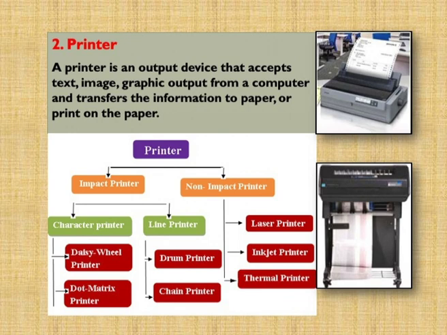There are different types of printers. We have printers classified majorly into two categories. One is your impact printers and the other is non-impact printers. Impact printers are those printers which touch the paper and print. That is, the print head touches the paper and prints.